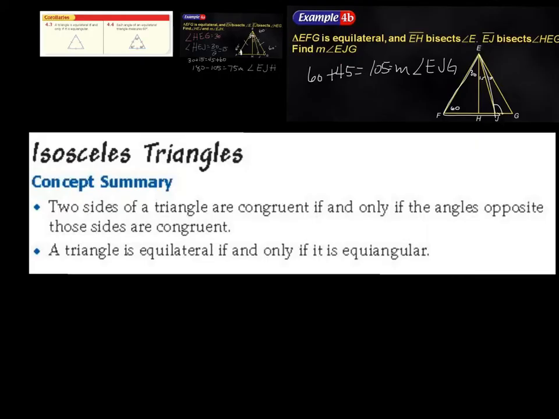Okay, so our big ideas for lesson 4.6 were two sides of a triangle are congruent if and only if the angles opposite those sides are congruent, and a triangle is equilateral if and only if it is equiangular.